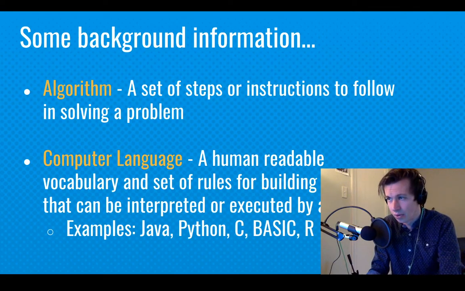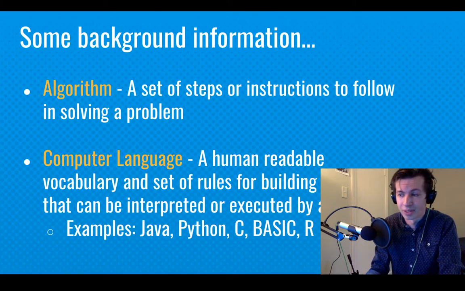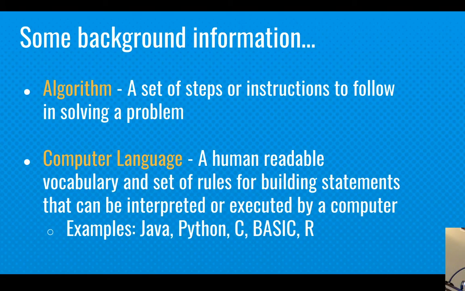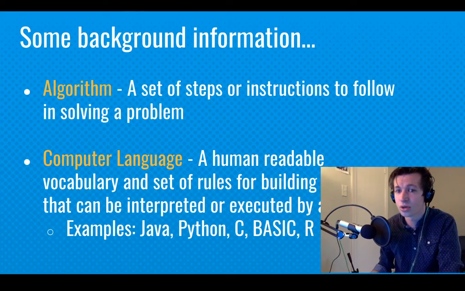First, algorithm, a set of steps or instructions used in solving a problem. That is basically what our program is, an algorithm, a set of commands. And then computer language: a human readable vocabulary and set of rules for building statements that can be interpreted or executed by a computer. Examples are Java, Python, R, Basic, C. Those are all different computer coding languages. You probably have heard of them in the past.